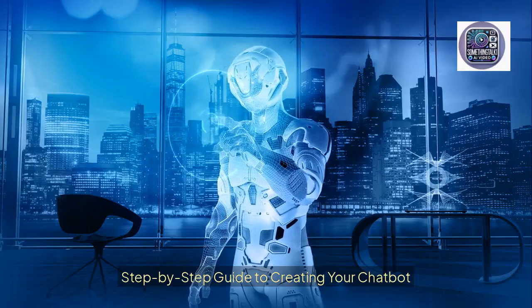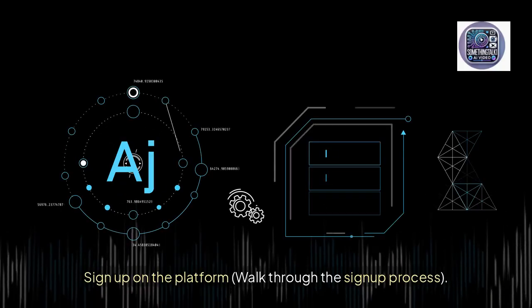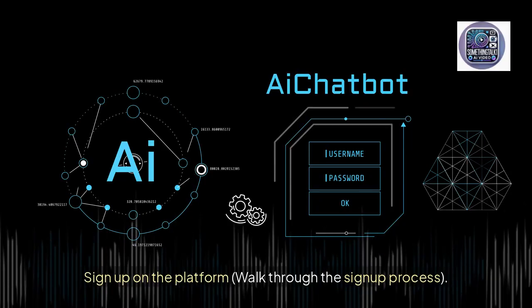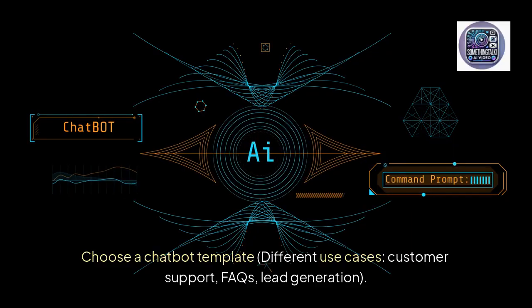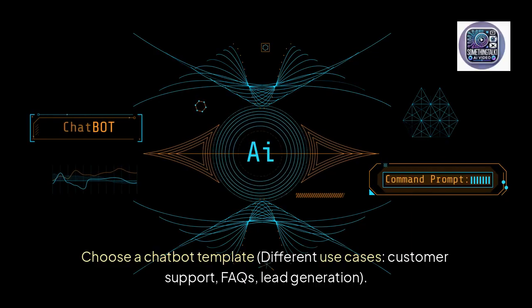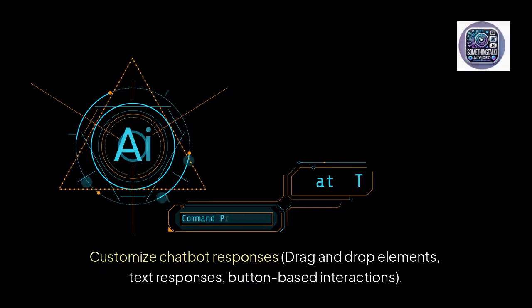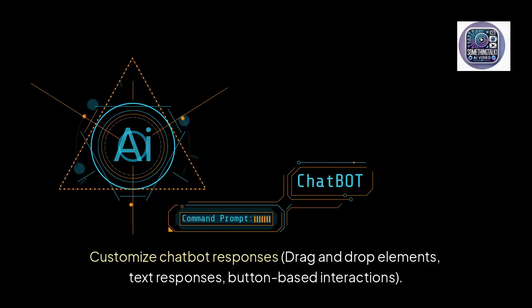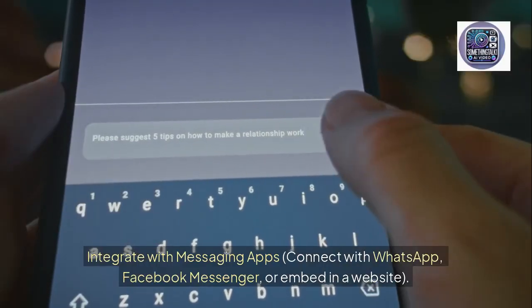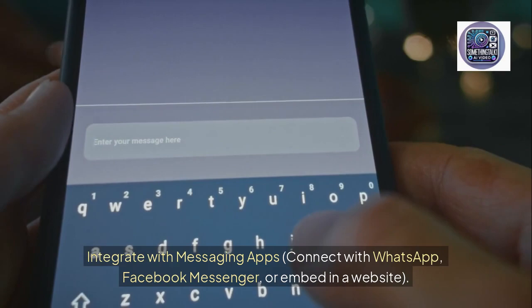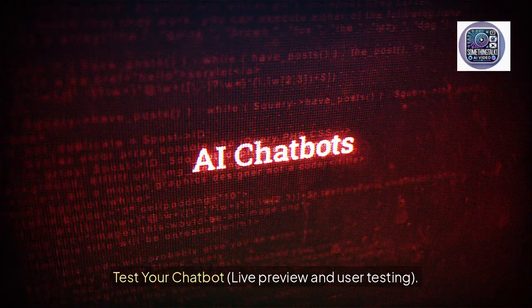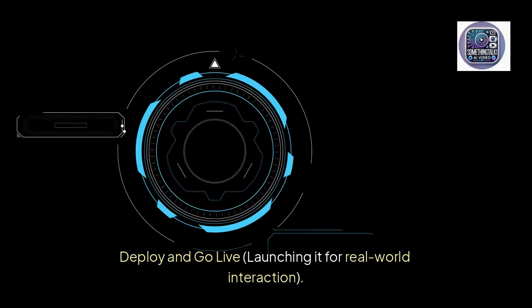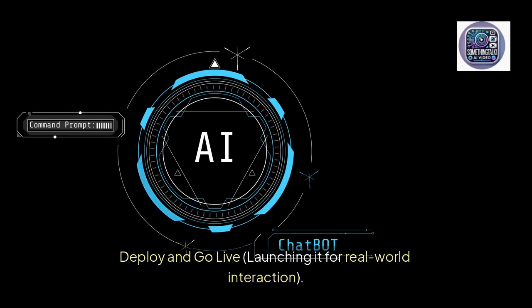Step-by-step guide to creating your chatbot. One: sign up on the platform, walking through the sign-up process. Two: choose a chatbot template for different use cases, such as customer support, FAQs, or lead generation. Three: customize chatbot responses with drag and drop elements, text responses, and button-based interactions. Four: integrate with messaging apps, connecting with WhatsApp, Facebook Messenger, or embedding in a website. Five: test your chatbot with live preview and user testing. Six: deploy and go live, launching it for real-world interaction.